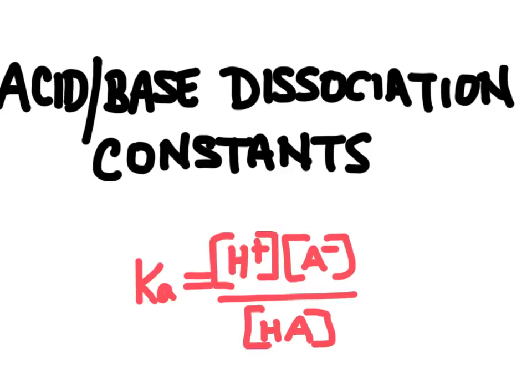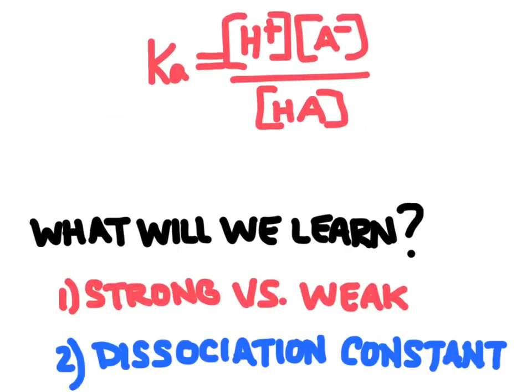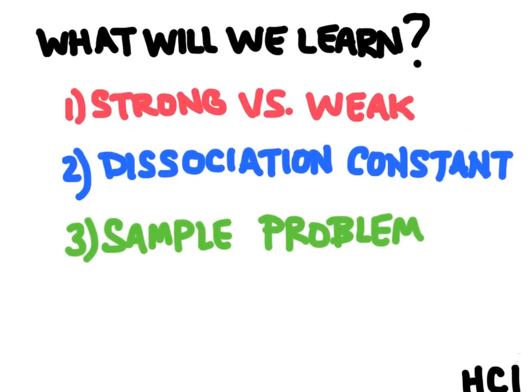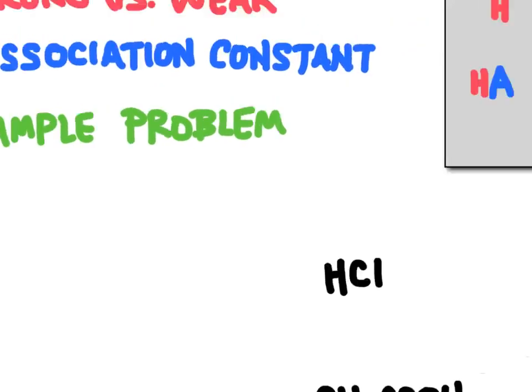In this video, we're going to learn about acid and base dissociation constants. First, we'll learn the difference between a strong and weak acid and base. Then we'll learn how to write a dissociation constant expression. And then finally, we'll solve a sample problem in order to use those dissociation expressions.